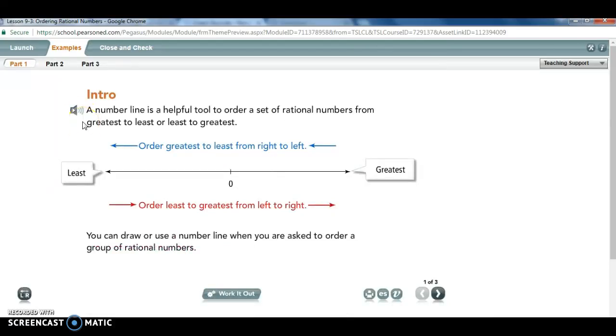Here we are in part 1. A number line is a helpful tool to order a set of rational numbers from greatest to least, or least to greatest. The number line helps us because we know numbers that are to the right on the number line are going to be our greatest numbers, and numbers to the left are going to be our lesser numbers.